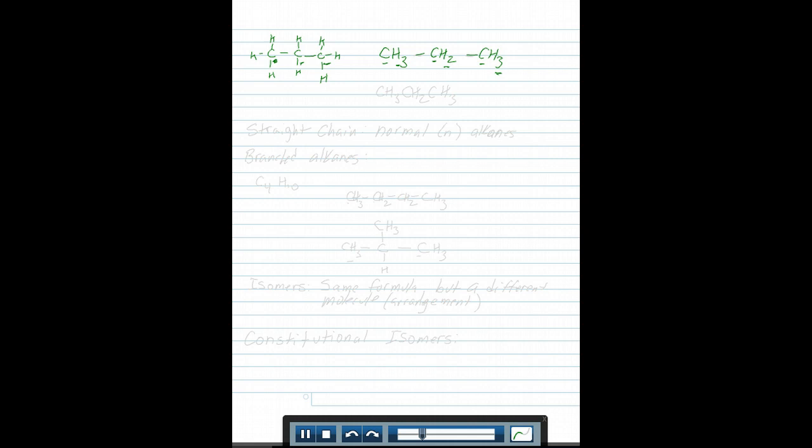An even shorter hand would just be CH3CH2CH3. Okay, I don't like it that much. I like having the bonds right here in between the atoms. So those are just a few ways of how I'm going to start drawing them from now on.